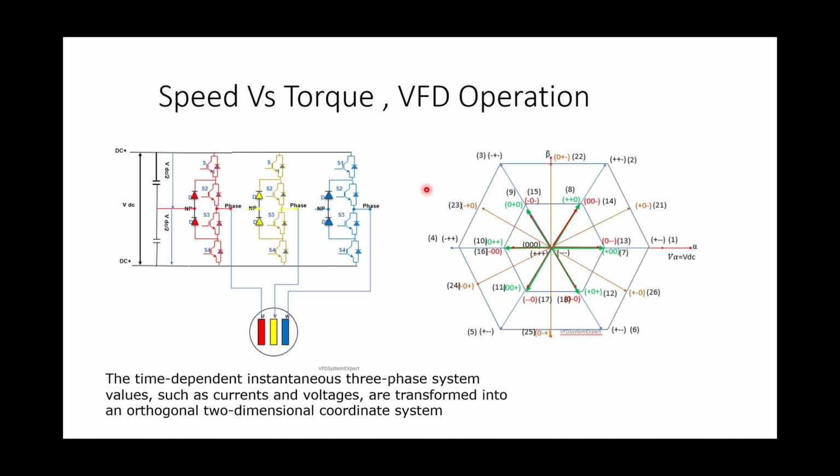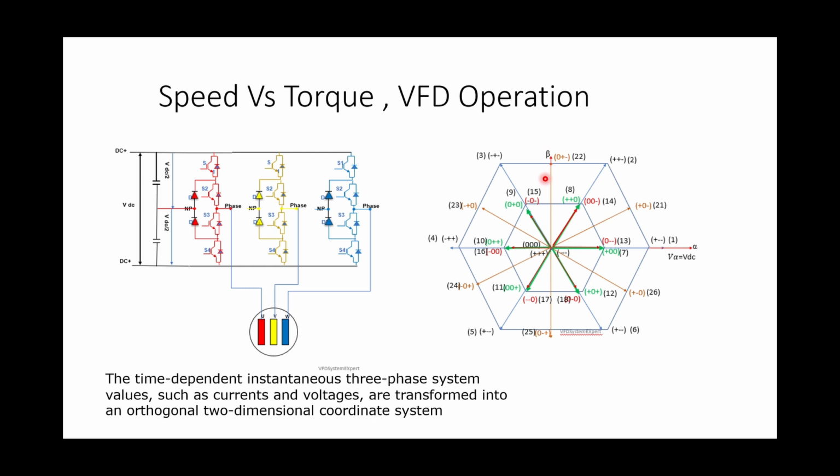What we learned in the last video is how we transform the 3-phase system to the 2-phase system, or a space vector, with the D axis and the Q axis. So this is our alpha beta, or we can say D axis and Q axis.